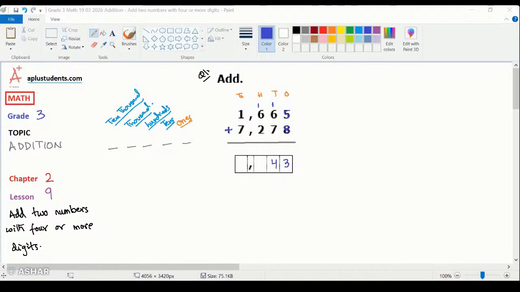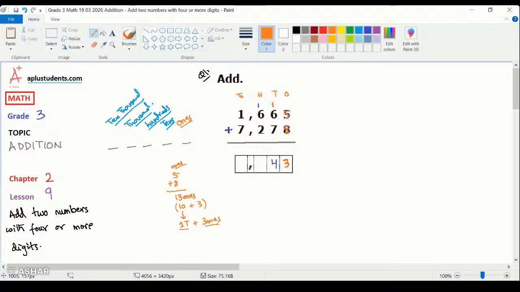Do we agree? Okay, basically what we are doing is adding 5 plus 8 in the ones. That means how many ones do we have? We have 13 ones. 13 ones can be written as 10 plus 3 ones, right? That means 10 becomes 1 tens plus 3 ones. That's why we write 3 in the ones, and we write 1 in the tens.